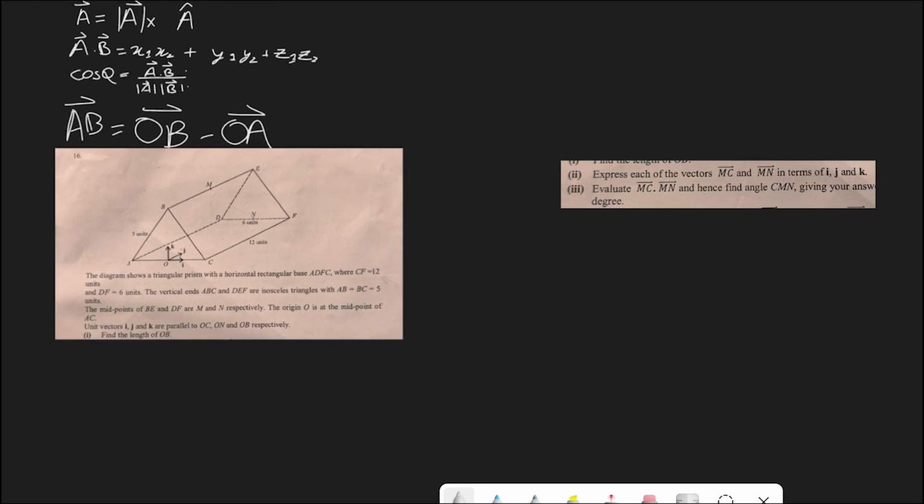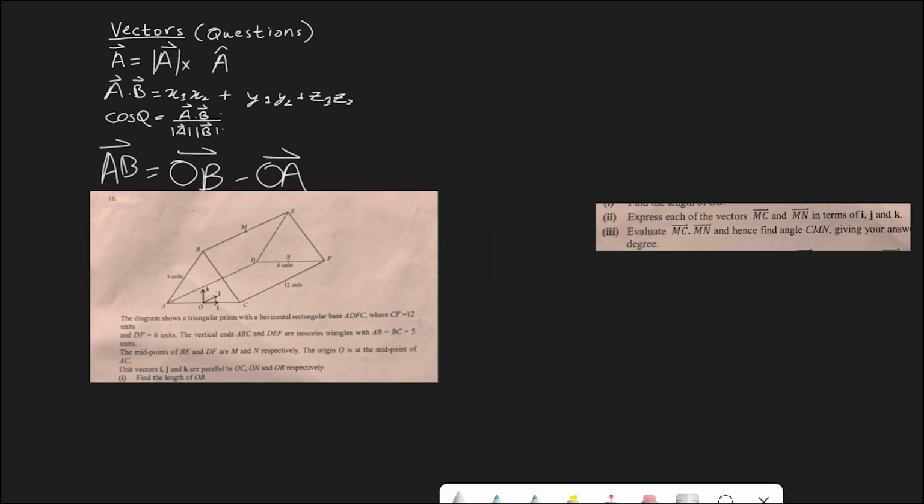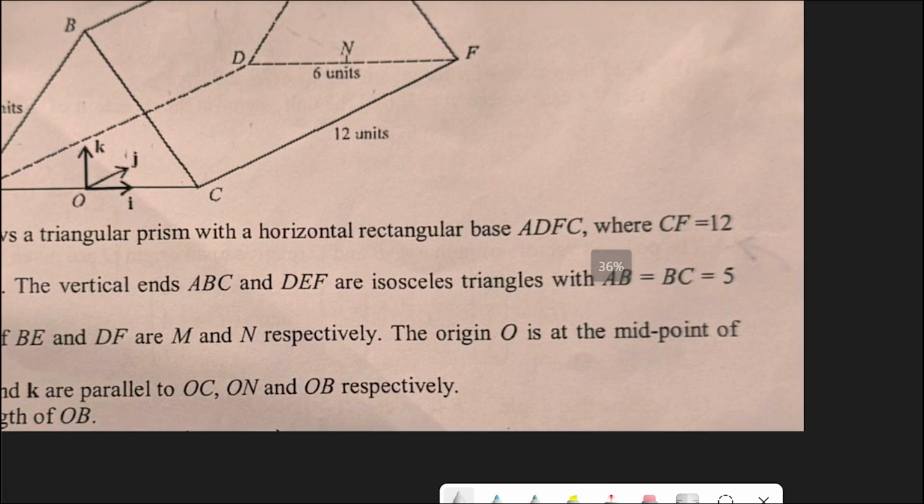Okay, so let's begin. The diagram shows a triangular prism with a horizontal rectangular base ABDFC, where CF is equal to 12, and DF equals 6. The vertical ends ABC and DEF are isosceles triangles, with AB equals BC equals 5. This is 5, this is also 5, and these are also 5.